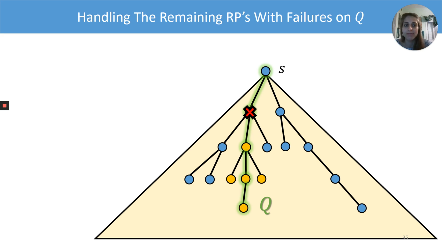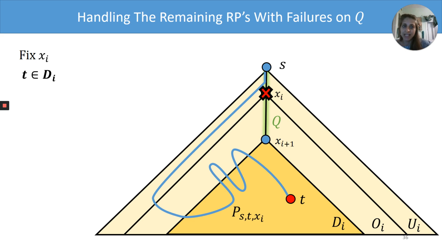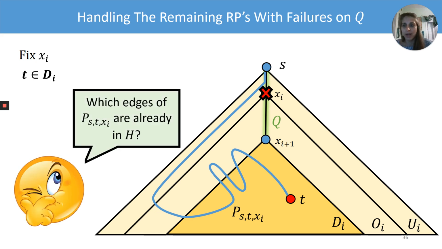Okay, so next we have the most involved case where T is in DI, where this is DI, and the yellow nodes are the options for T. So fix xi, and we have T in DI, and the replacement path looks somewhat like that, and I will not go over it in detail. I will go over it shortly just to give you the intuition. So in this class, we ask which edges of the replacement path are already in H. And for that, we define some special vertices.